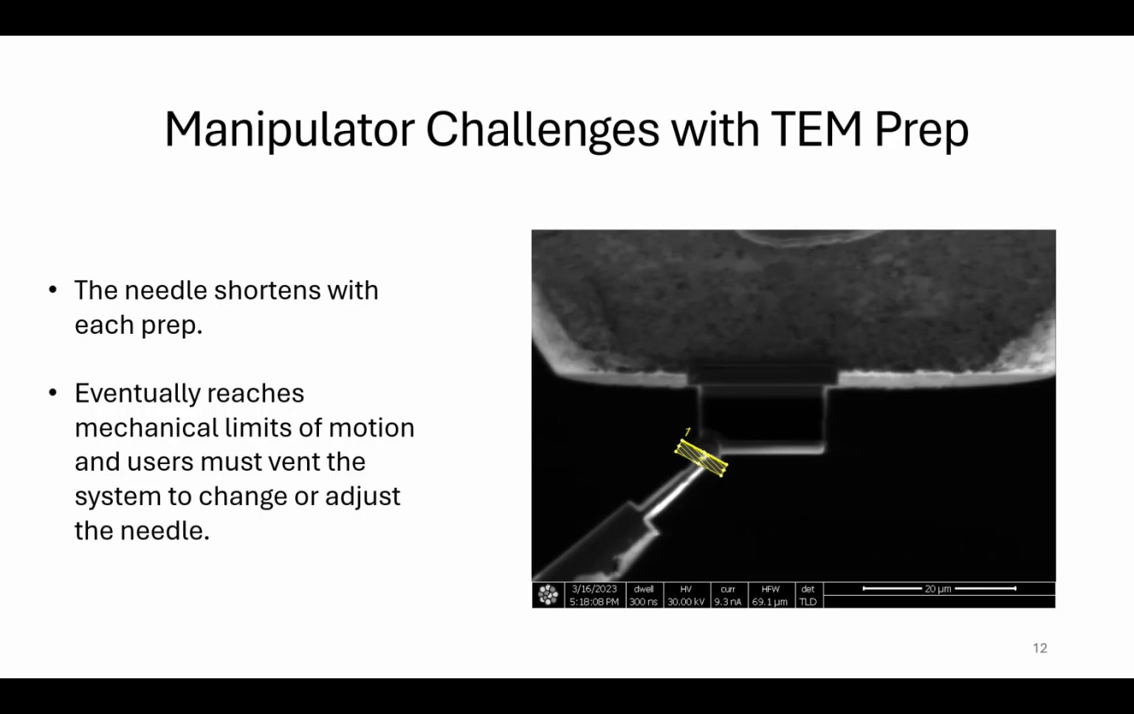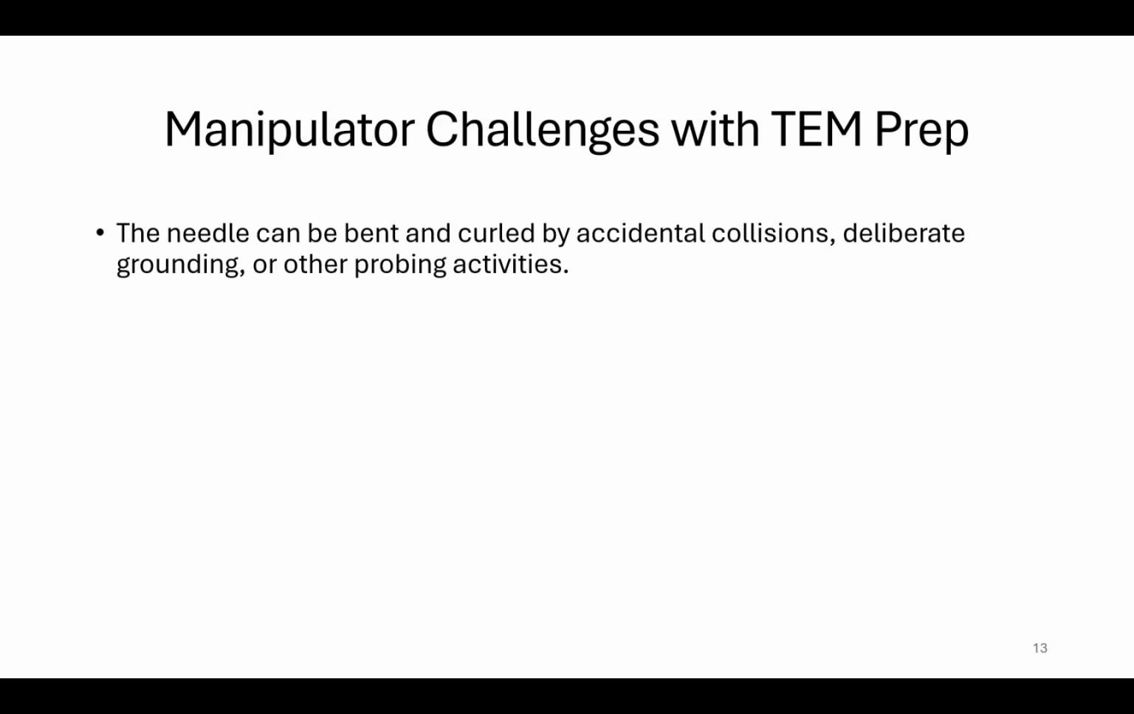First of all, every time you prep a lamella, the needle gets a little bit shorter because you need to cut the needle free from the lamella after you attach it to the grid. And eventually, it will reach the mechanical limits of motion, and users need to vent the system to change or adjust the needle. Also, if you run a university lab like I did, you'll get novice users who accidentally ram the EasyLift into the stage and bend it.